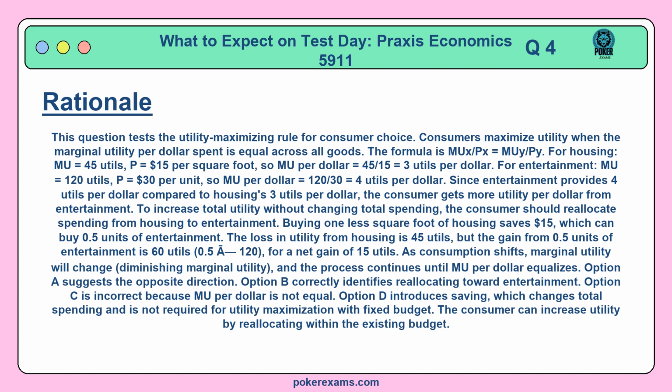Option A suggests the opposite direction. Option B correctly identifies reallocating toward entertainment. Option C is incorrect because MU per dollar is not equal. Option D introduces saving, which changes total spending, and is not required for utility maximization with a fixed budget. The consumer can increase utility by reallocating within the existing budget.